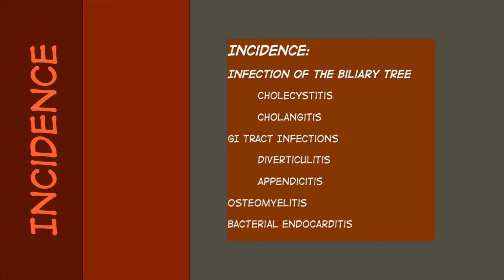We'll typically see the infection starting from somewhere near the liver, so like the gallbladder or the common bile ducts, or it'll be from the colon, and then the bacteria travel through the portal venous system up into the liver. So infection of the biliary tree is the most common reason for somebody to develop a pyogenic abscess. So we can have cholecystitis, that's gallbladder inflammation, or cholangitis, which is bile duct inflammation. Other GI tract infections, diverticulitis and appendicitis, can both cause bacteria to travel up to the liver. And we also see it with osteomyelitis, and bacterial endocarditis can also cause bacteria that end up in the liver to form these abscesses.